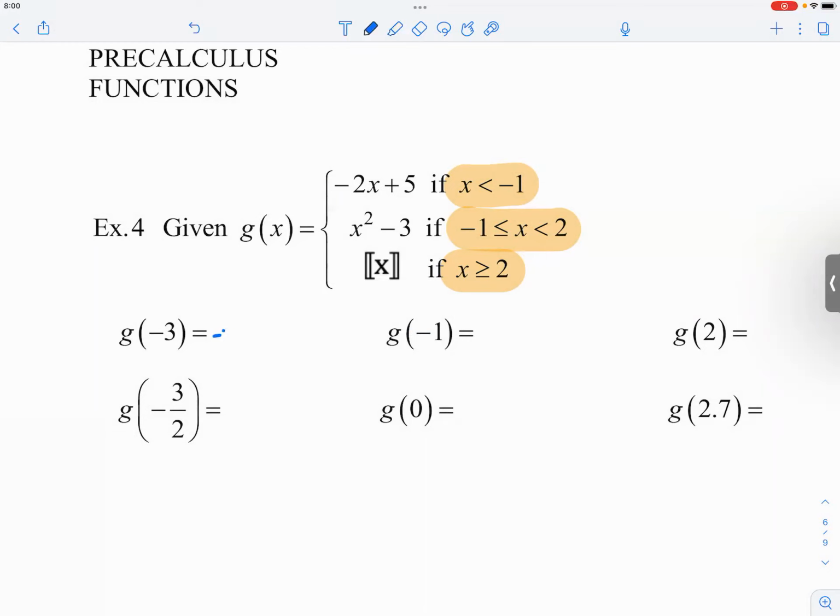You'll be like, oh, that's easy. So all we're writing here is that we are telling you, hey, at different regions or domains, you have different functions to be applied. Okay, so in this case, you have the first piece. Like, oh, okay, -2 times -3, which is 6. 6 plus 5 is 11.